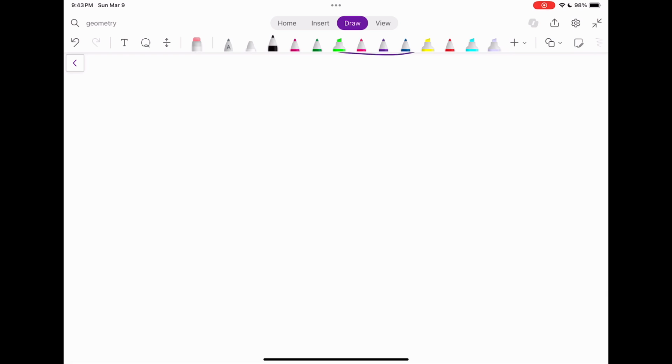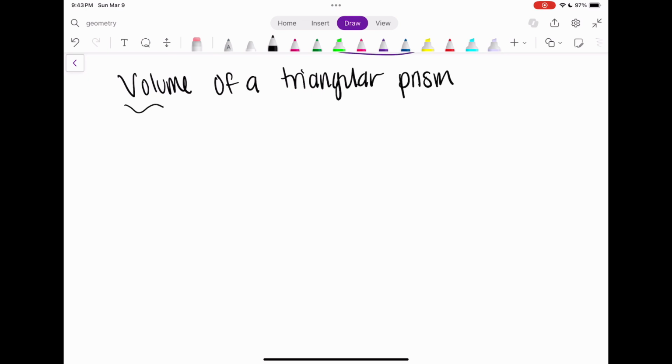So we're going to move on to a new shape. We're going to be talking about volume of a triangular prism. So go ahead and underline this part. I'm going to draw a triangular prism. It's a little bit difficult, but I'm hoping you guys can follow. Okay, so I'm going to start by drawing out a triangle.